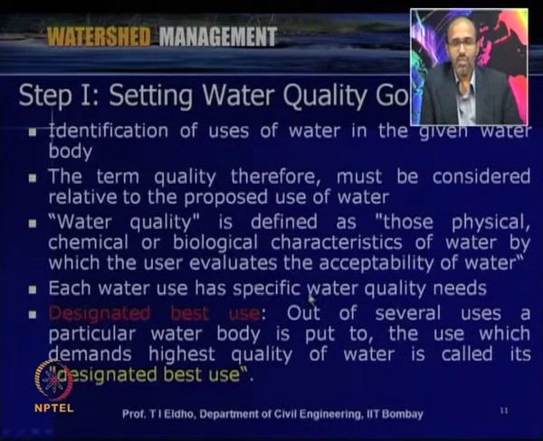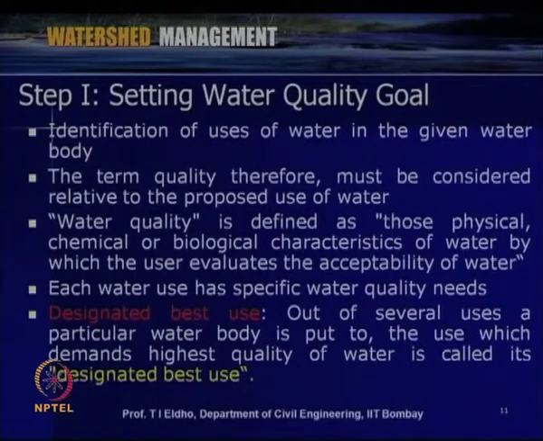Each water use has specific water quality needs, as we already discussed earlier. For example, designated best use means that out of several uses, the use of a particular water body which demands the highest quality of water is called its designated best use. For example, if you consider the water in a reservoir, it may be used for drinking purposes, irrigation purposes, or recreational purposes. Out of these, the most important goal will be the drinking water purpose, since the highest quality of water is needed for drinking.